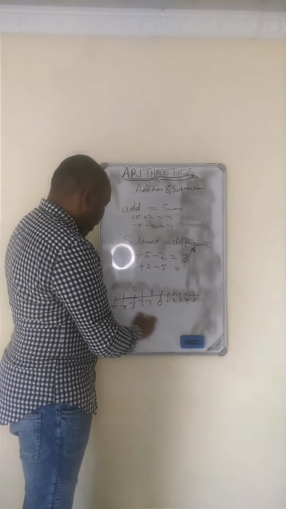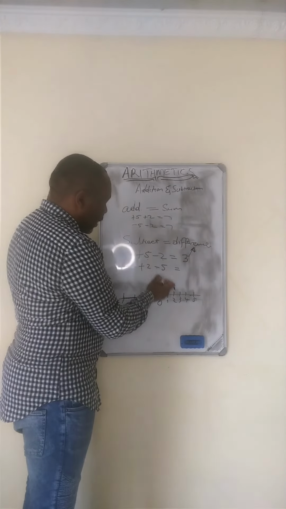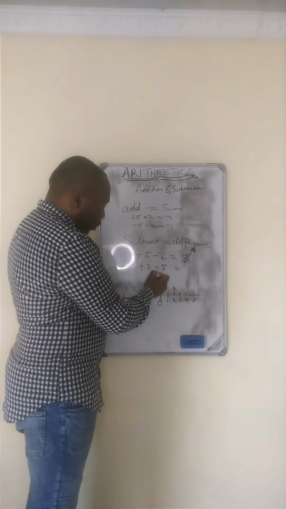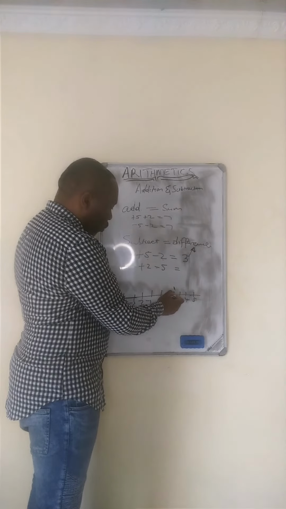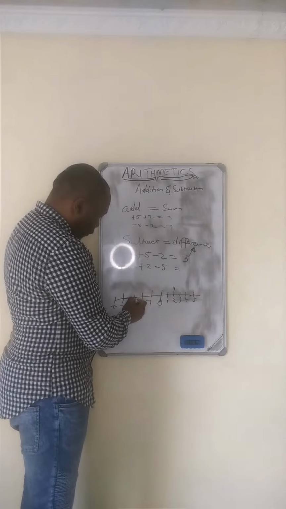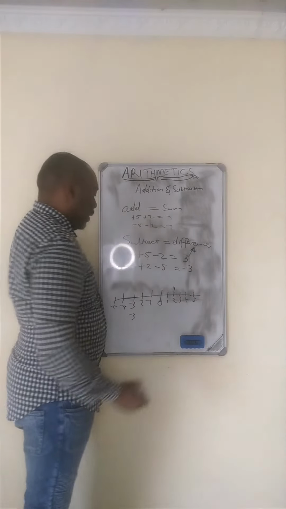So we are where? We are at a positive 2. Here is our positive 2. And because of this negative, it tells us we are coming this way, to the left of the number line. We're going how many units? 5 units. Let's start. This is our 0 point at 2. Say 1, 2, 3, 4, and 5. It takes us to a minus 3. So the answer here is a minus 3.